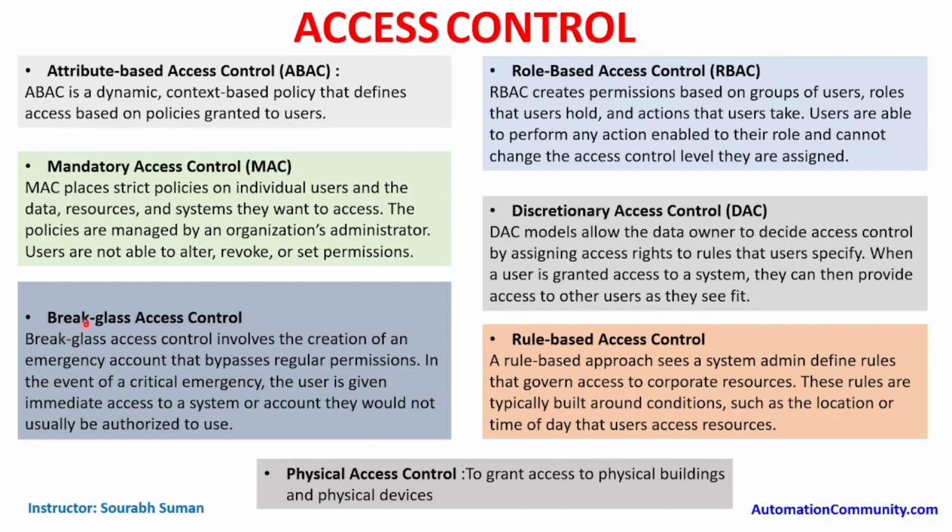Then we have break glass access control. Break glass, as the name says, is for emergencies. In case of a critical emergency, the user is given immediate access to the system. That is called break glass access control. And rule based, as the name says, is an approach where a system admin defines rules that govern access to corporate resources. These rules are typically built around conditions such as location or time of day of that user. If I give permission to the vendor that you can log in between 2:15 and 2:30 p.m. from this IP address, then only you will get access. That type of rule we can create.